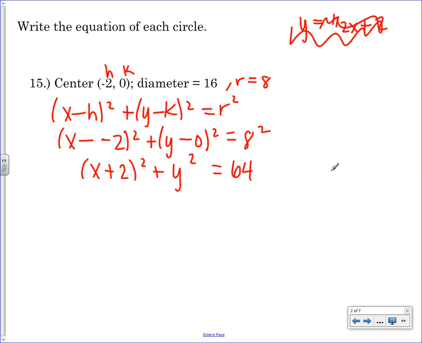So they didn't ask us to solve, they didn't ask us to FOIL, nothing like that. The equation of a circle always looks like this. You want it to stay like that. Is that okay? Okay. We could have skipped, technically, we didn't have to write this down. We could have gone straight here.